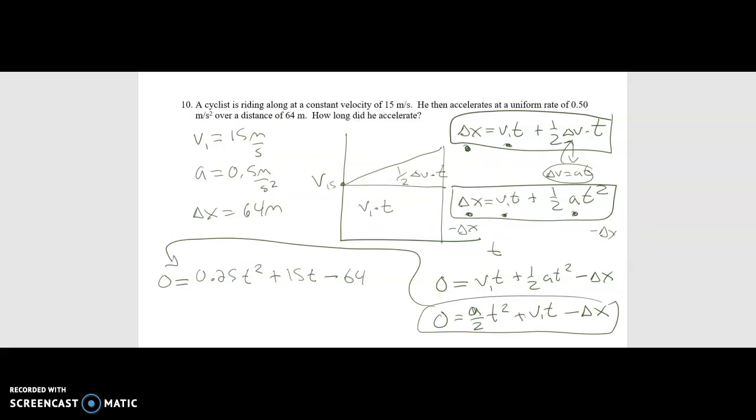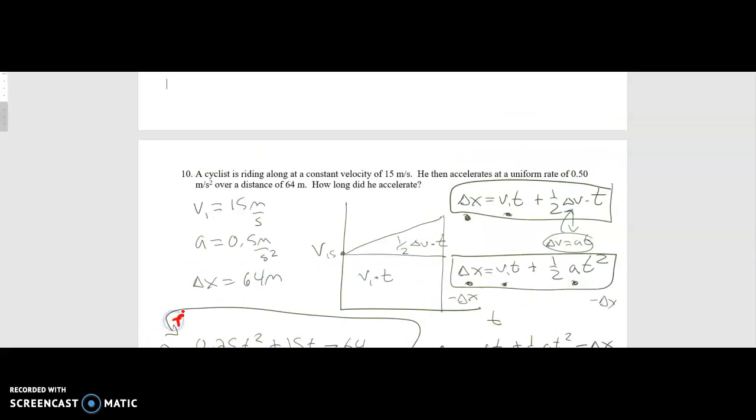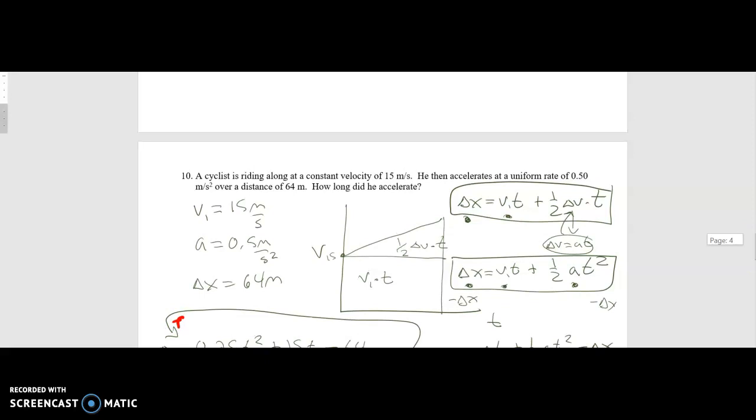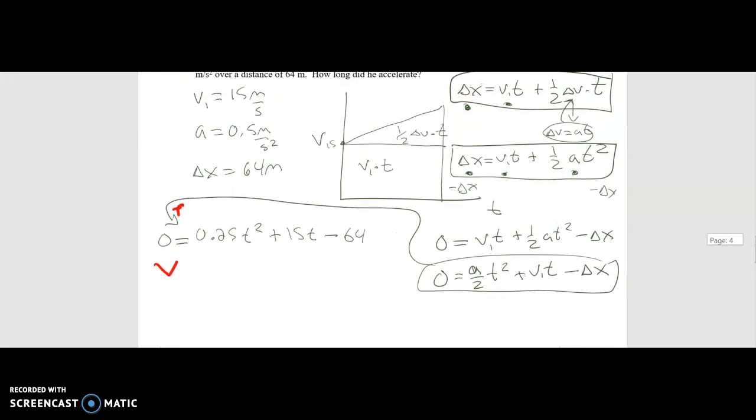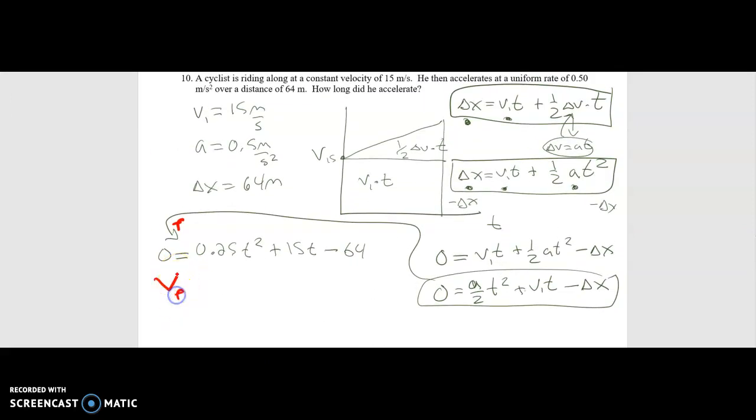Or you can remember that there are some equations that I do not expect you to memorize, but I do expect you to have in your toolbox and know when you can pull them out and use them. This may be one of those times. There is this equation: V final squared equals V initial squared plus 2 acceleration delta x.